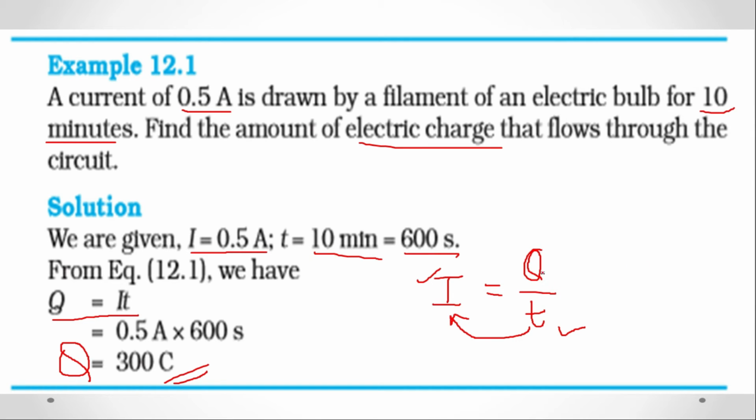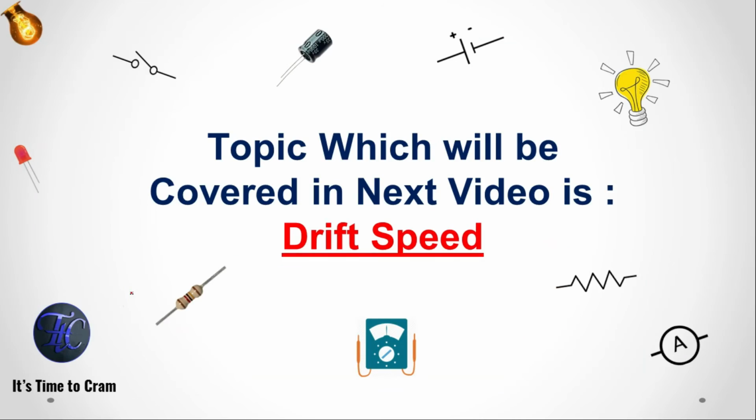So like this, with the help of this equation, you can find any value if two values are given. If in the question the values of charge and time are given, substitute them in this equation and you will get the value of current in ampere. If you are given the values of current and charge, make t the subject from this equation and substitute the values, you will get the value of time. So this was the introduction of the chapter electricity.